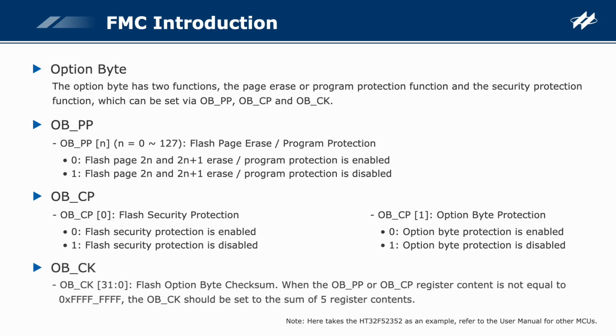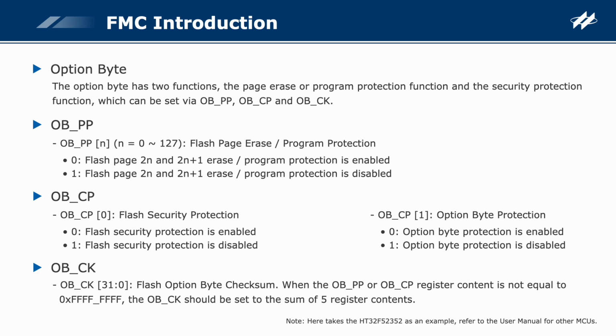OBCK is used to set the flash option byte checksum. OBCK should be set to the sum of 5 register contents when the OBPP or OBCP register content is not equal to hex FFFF. Here we'll talk about why it's necessary to set OBCK when the OBPP or OBCP register content is not equal to hex FFFF.